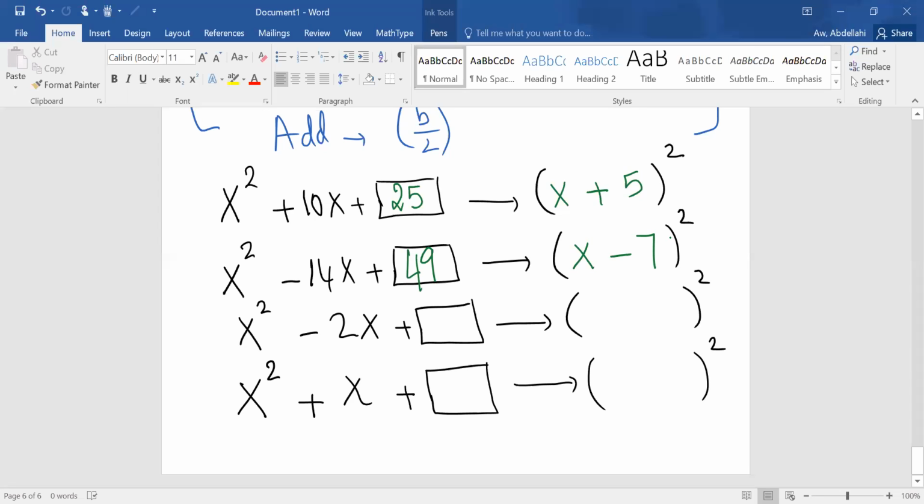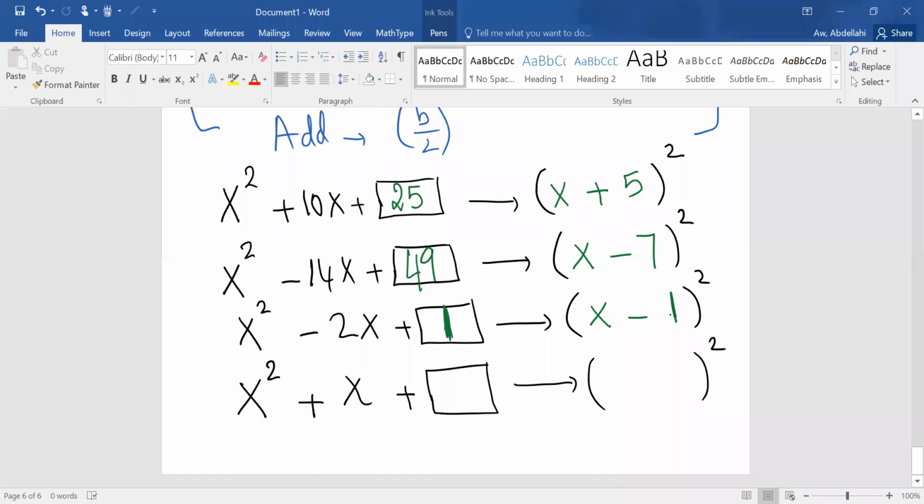Okay, now the last two ones. What is the missing number in the next one? What number you have to add here? Positive 1, right? And what square we get? x minus 1, whole squared.